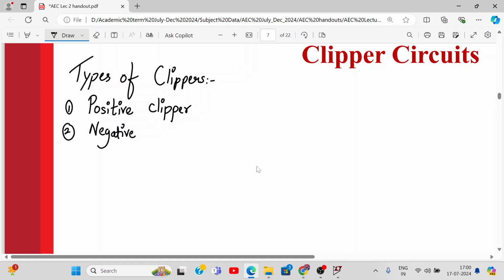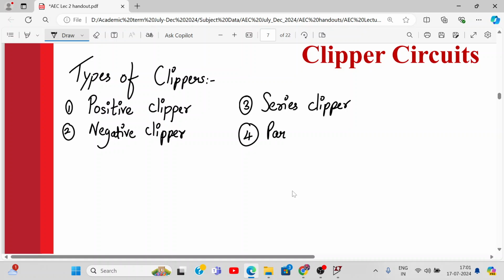In a negative clipper, which portion will be clipped? The negative portion of the output waveform will be clipped, correct? Then it is based on how the diode is connected with the output. If the diode is connected in series with the output, then it is called a series clipper. If the diode is connected in parallel with the output, it is called a parallel clipper.